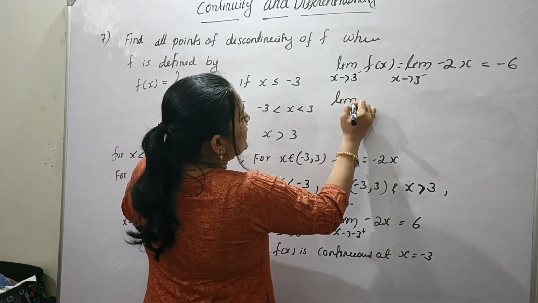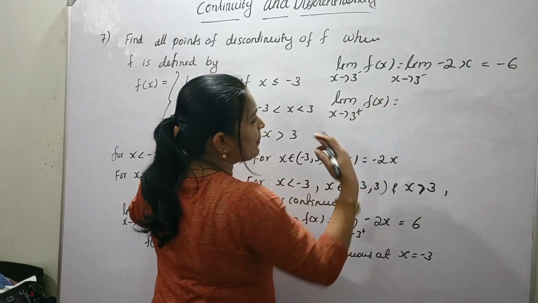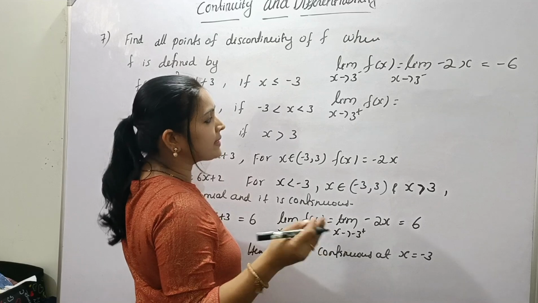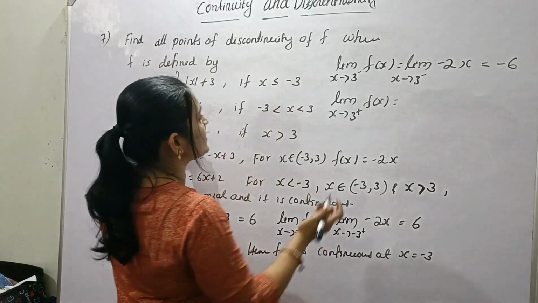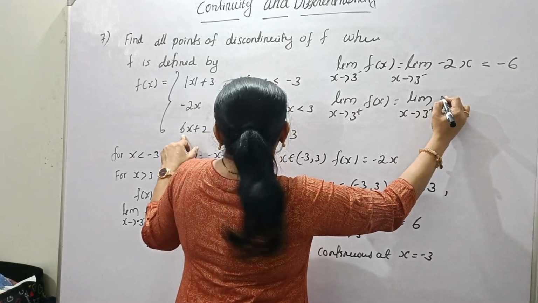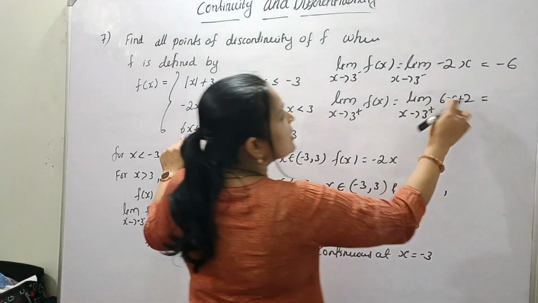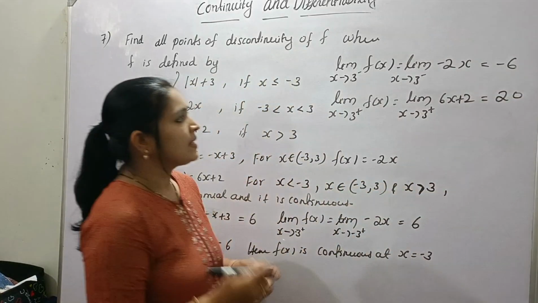Okay. Next, limit x tends to 3 plus f of x, that is equal to 3 plus means that is right of 3, that is greater than 3. So the function is 6x plus 2. So limit x tends to 3 plus 6x plus 2. Now substitute x is equal to 3. So 20. Okay.